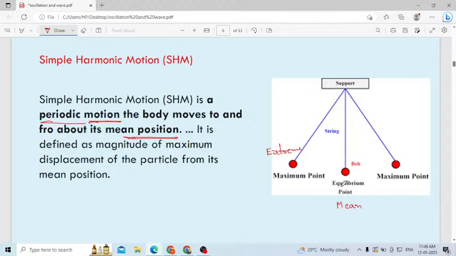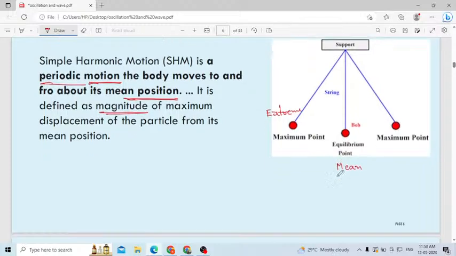It is defined as the magnitude of maximum displacement of the particle from its mean position. Magnitude is nothing but a number, how much the bob moves. The magnitude of maximum displacement of the particle. Assume this is the bob, up to the maximum level it will oscillate. Again it will come back to the mean position. On the other side also it will move to the extreme. Again it will come back to the equilibrium position.